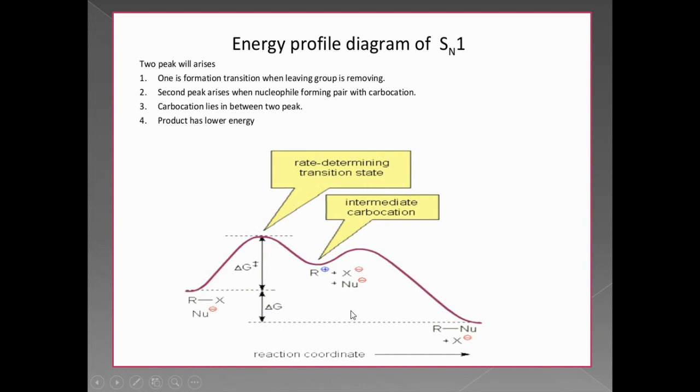And that's why this reaction, where heat is liberated or evolved, is called an exothermic type of reaction. So from these reaction coordinates, you can see the change in energy levels for the SN1 type of reaction. Two peaks arise. One is the formation of the transition state when the leaving group is removed. The second peak arises when the nucleophile forms a pair with the carbocation. The carbocation lies between the two peaks, and the product has the lowest energy, as we see from this energy profile diagram for the SN1 reaction.